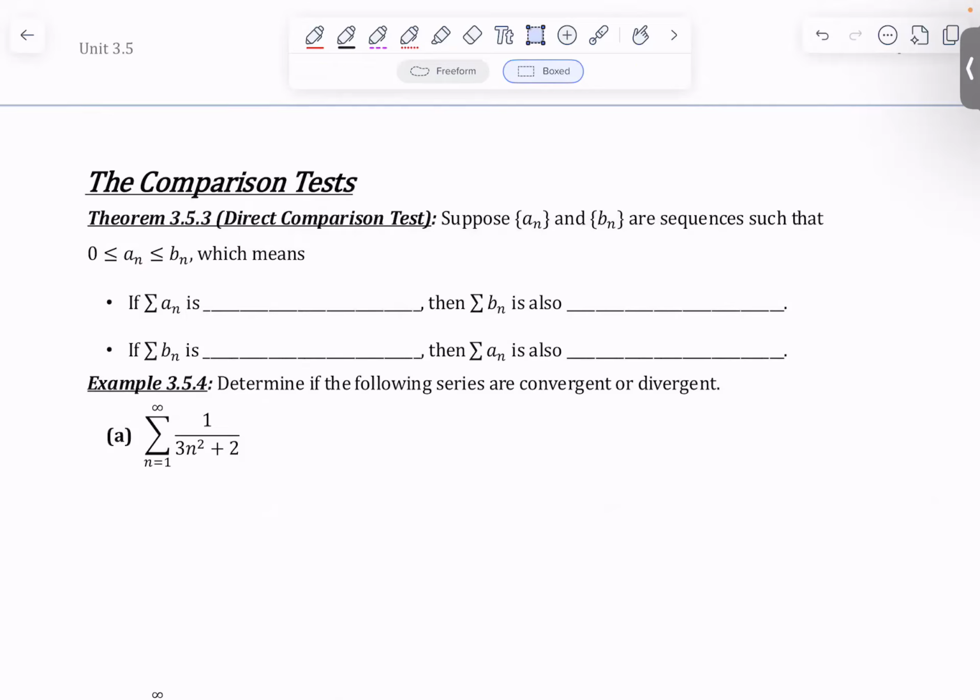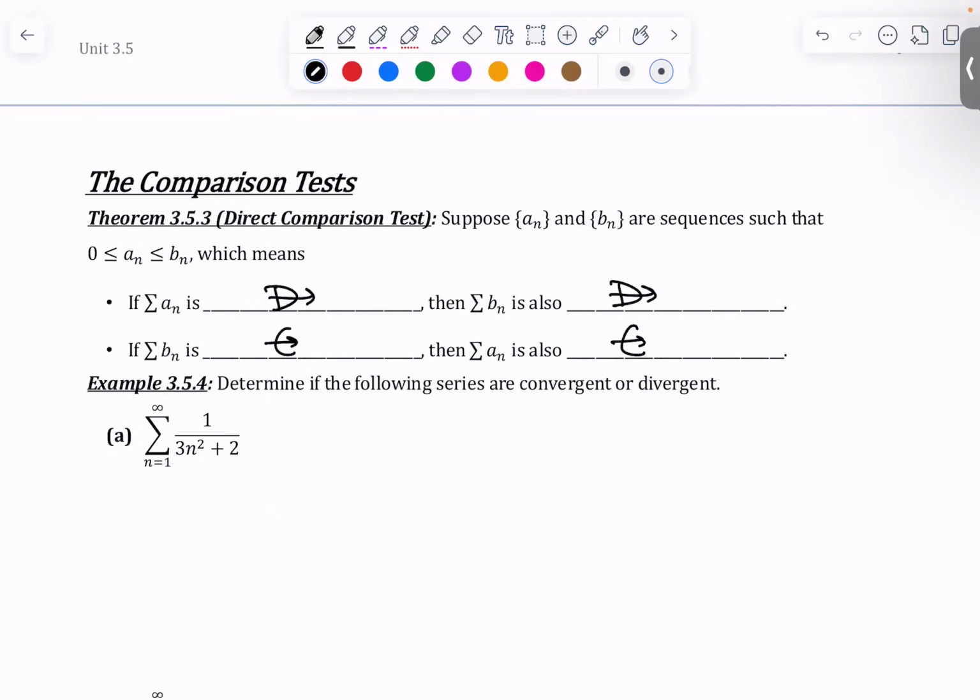If the series of a sub n is divergent, then the series of b sub n is also divergent. And if the series of b sub n is convergent, then the series of a sub n is also convergent. This is one of those tests that doesn't really require much memorization. It makes sense, right?